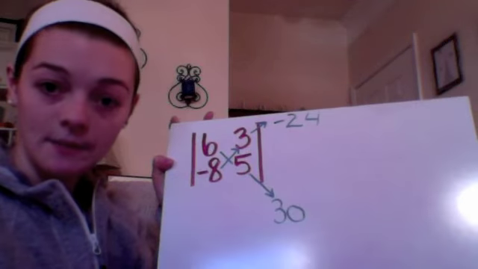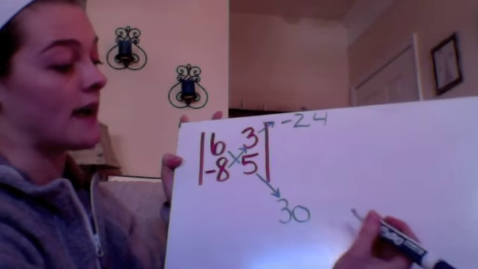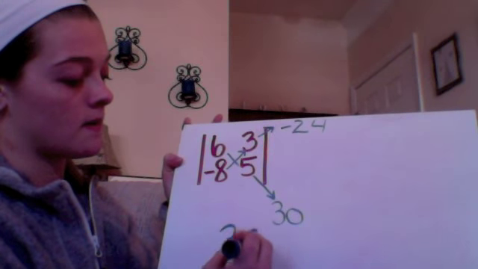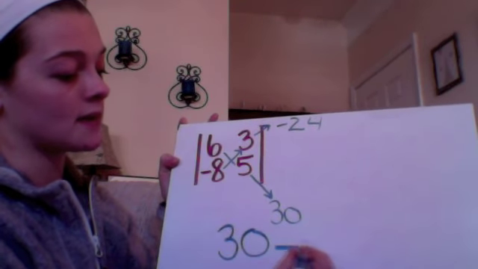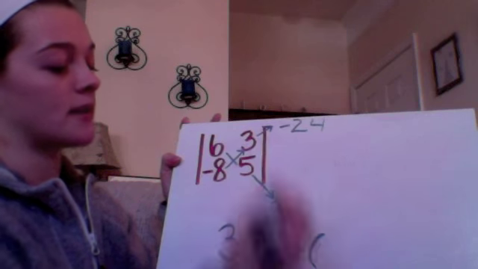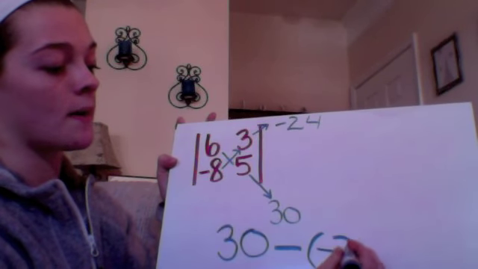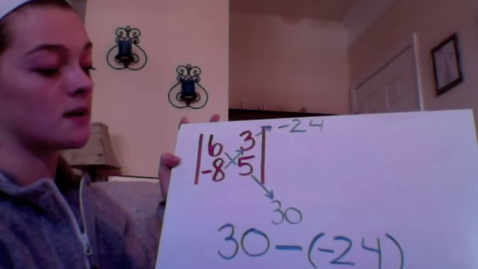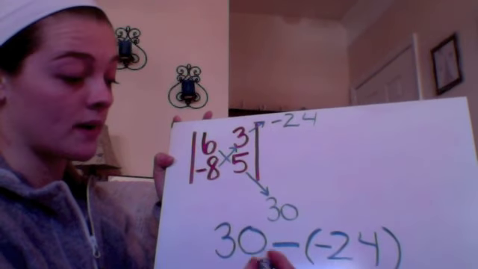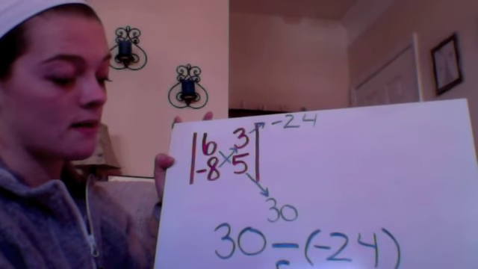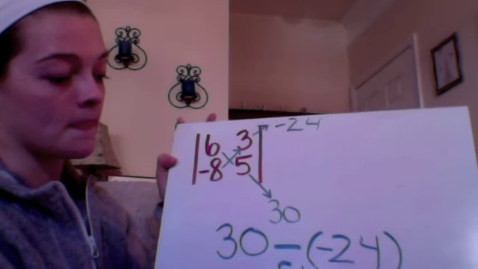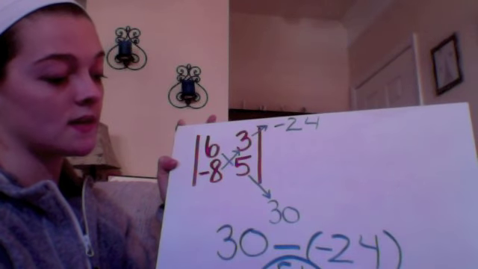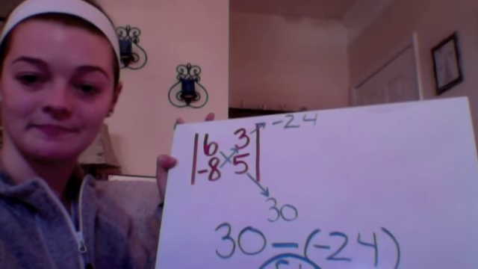Alright, so I'm going to take these two values that I just found, the downward diagonal, 30, and I'm going to subtract the upward diagonal, negative 24. So minus a negative becomes a plus. So I'm really having 30 plus 24 to get me 54. And that's it. The determinant is just a number that you will find.